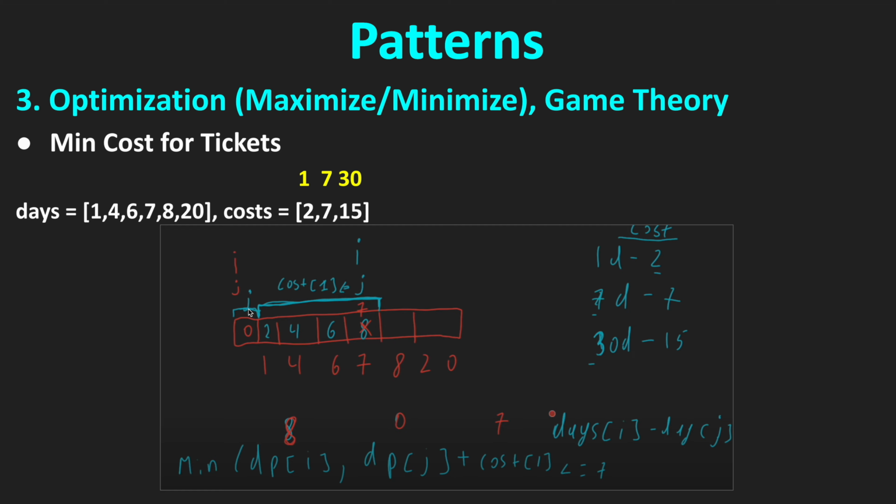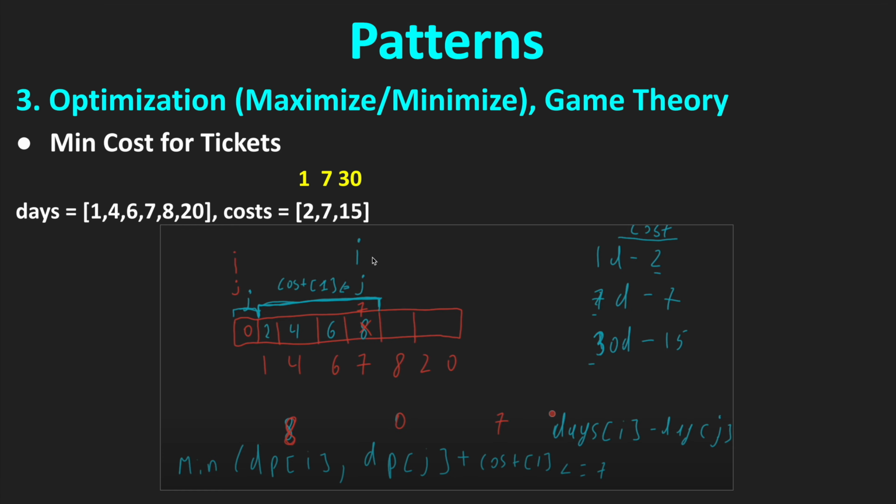So we are starting from the 0, and we are adding one additional cell at the beginning of the array. So again, what we are doing here? We are taking DPI, this value, or we are taking DPJ plus whatever we are paying for the 7 days. And now we can see that this one is more efficient. This one gives us 8, 0 plus 7 gives us 7. So we are replacing this value with the 7, and we are moving our j pointer to I pointer. Now they are at the same position.